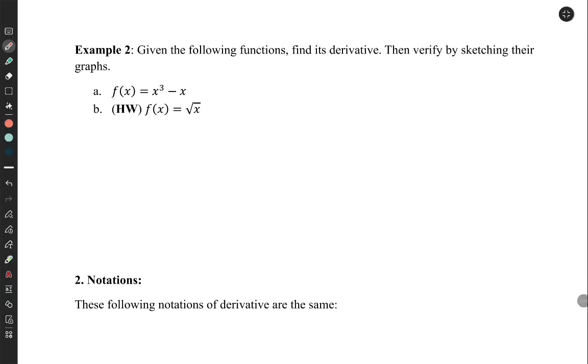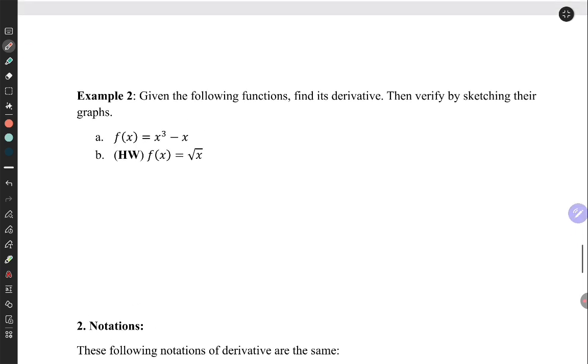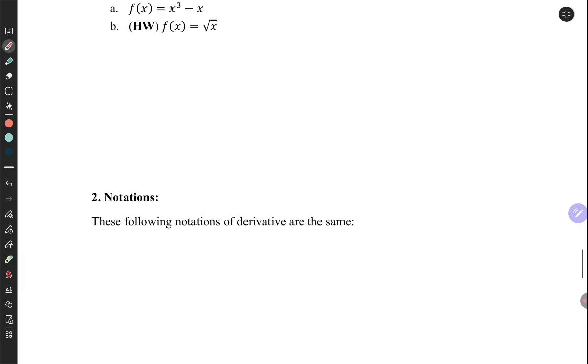All right, let's keep going. Just maybe one or two more examples. We're going to have the quiz.